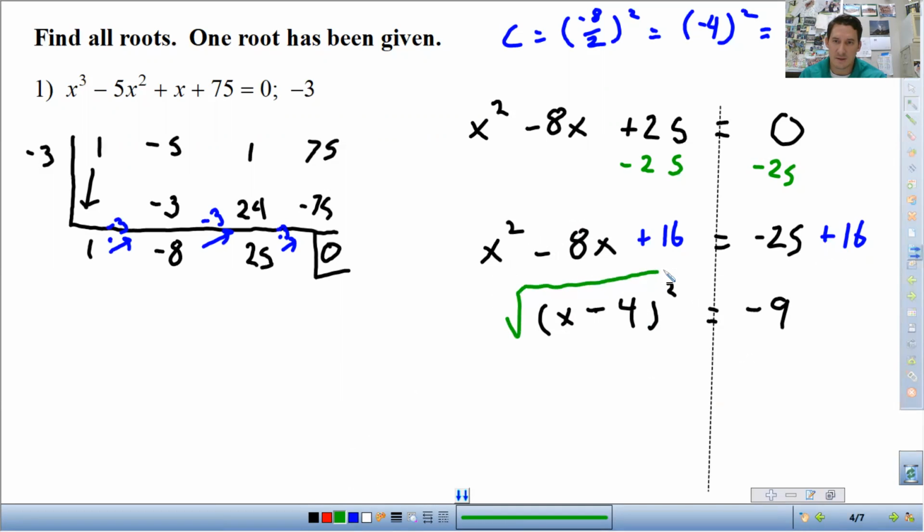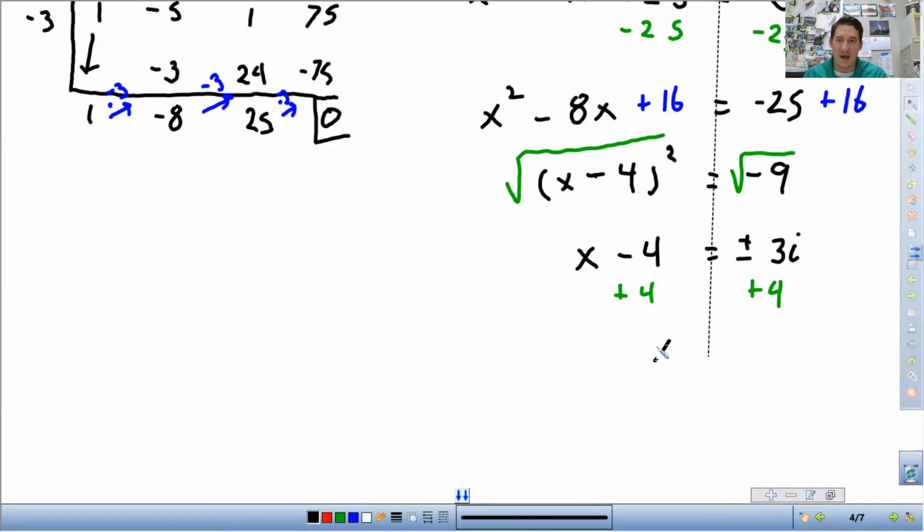Square root both sides. From there, we get the square root of x minus 4 squared is x minus 4. Here, remember when it's a negative, we can actually do this. The square root of 9 is 3, but since it's negative, it's going to be 3i. And then don't forget the plus or minus. And then last step, I am going to add 4 to both sides. And I get x is equal to 4 plus or minus 3i. We can't combine these. They're not like terms, so we just leave it like that.